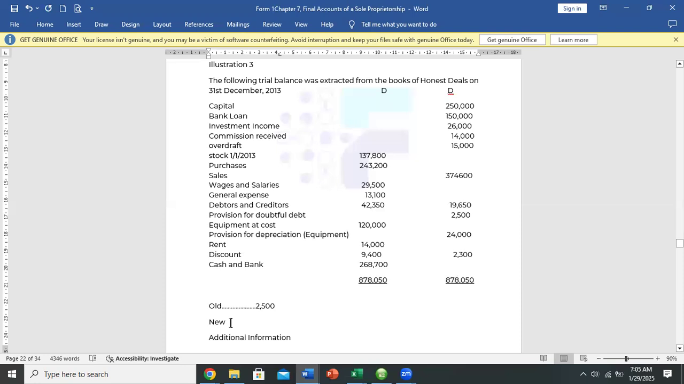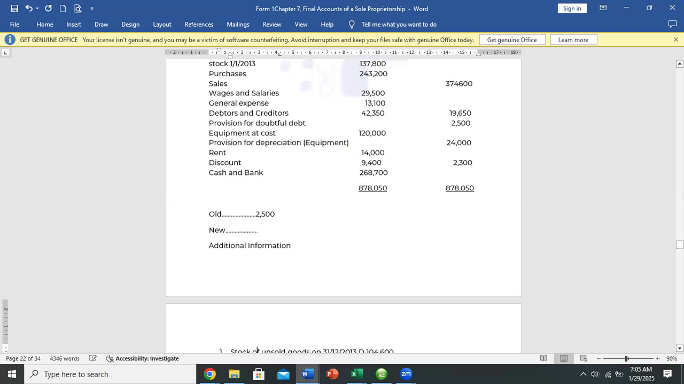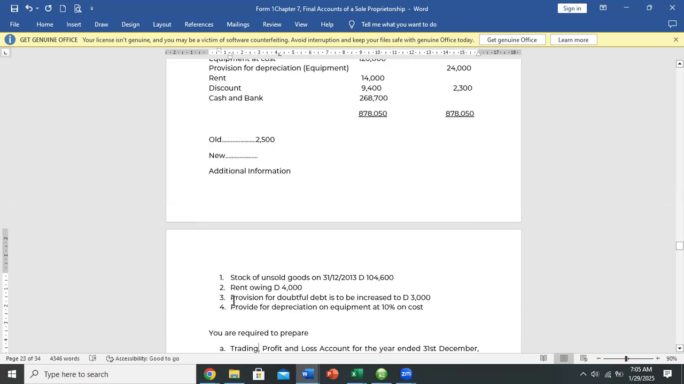Then for the new one, we come into the additional information. Let's see what we have been told about provision for that. They are telling us that it should be increased. So provision for that to be increased to 3,000. Okay, to be increased to 3,000. So my question, professors, and I need an answer from you. What is the new provision? As in the amount for the new provision, based on the statement that we should increase it to 3,000. Then what is the new provision?